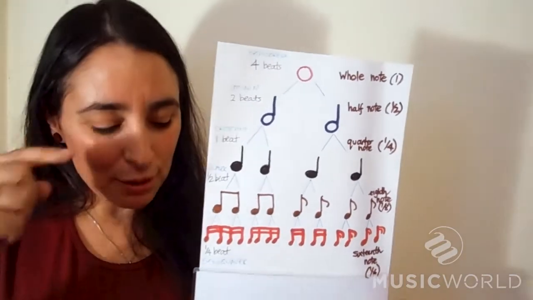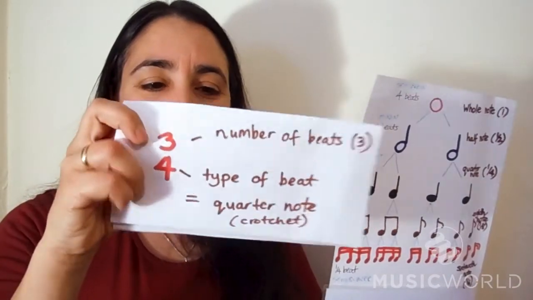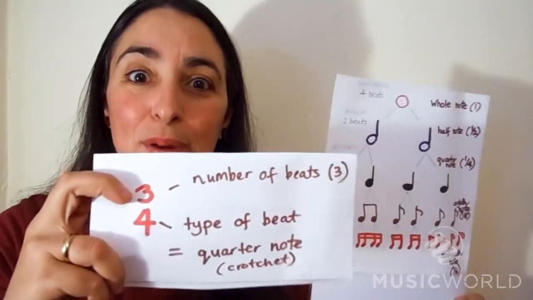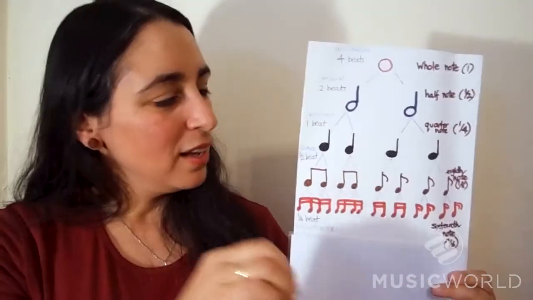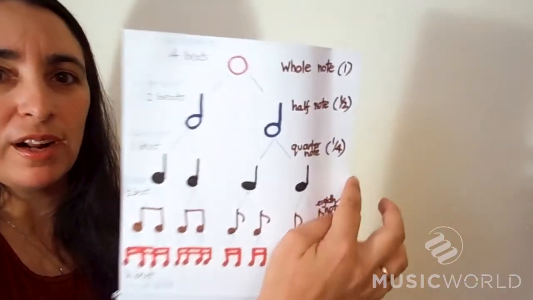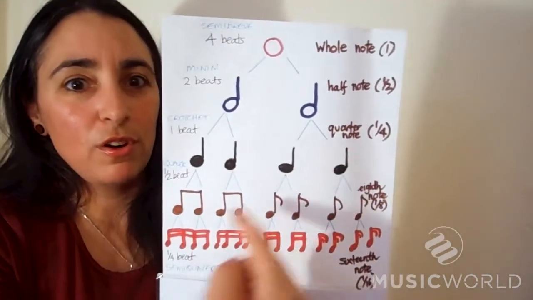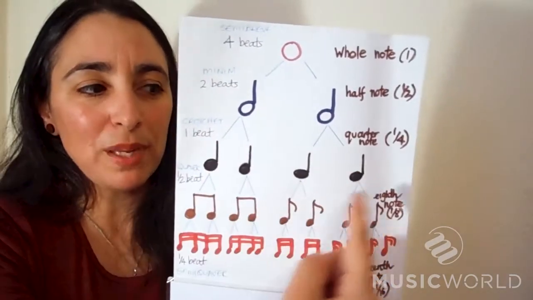So for example, in 3/4 time, you've got your 3 beats in a bar, but that bottom number is saying the type of beat. We've got a 4 at the bottom, and if we look back here, we've got our quarter notes. So it's saying it's 3 quarter note beats per bar, or 3 crotchet beats per bar.